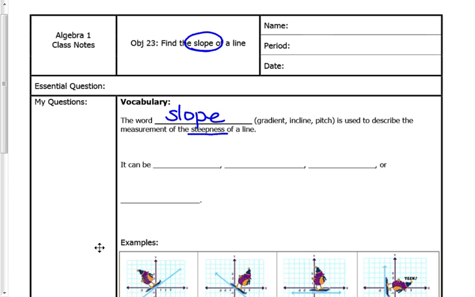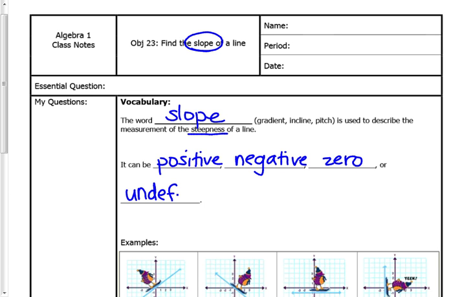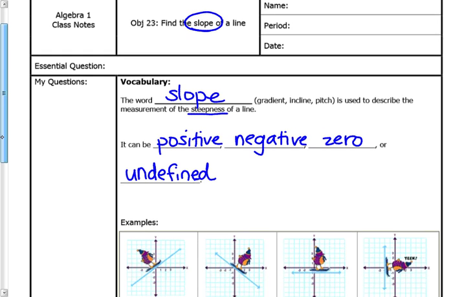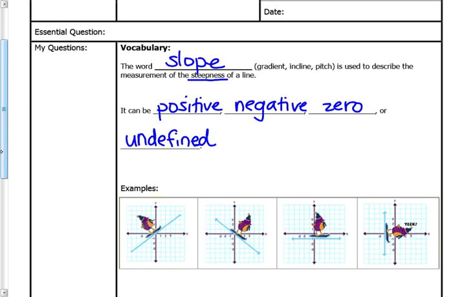So slope can be positive, negative. It could even be 0 or undefined, and we'll talk about that more in a minute. But these are the 4 types of slopes you can have. You can have a positive slope, a negative slope, a 0 slope, or an undefined slope. So we'll talk about what that also means and what it looks like.